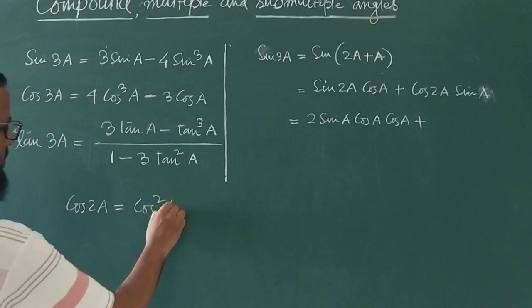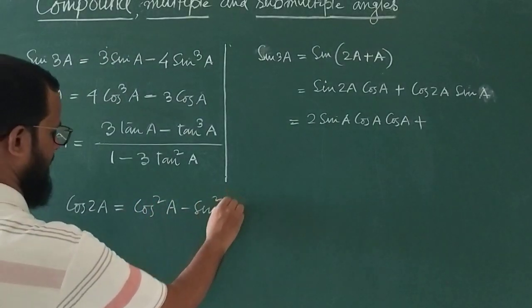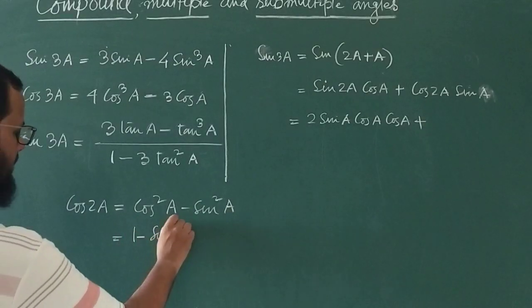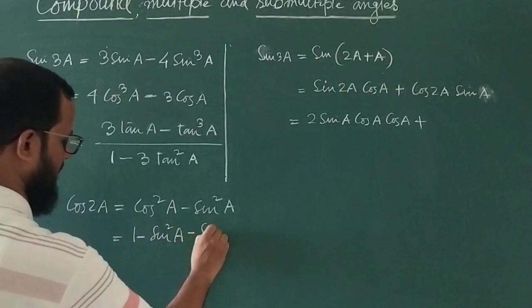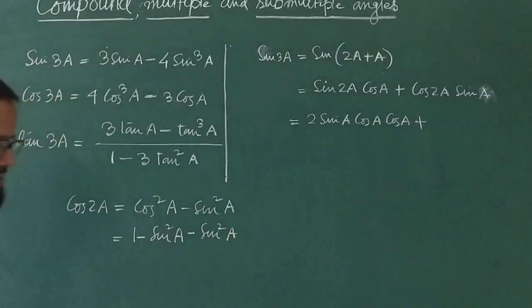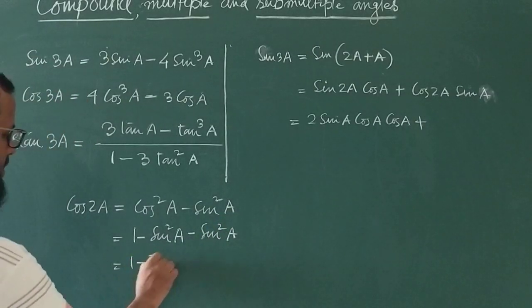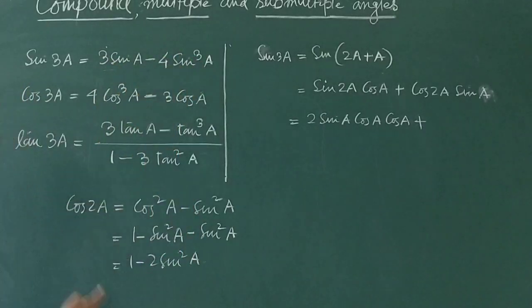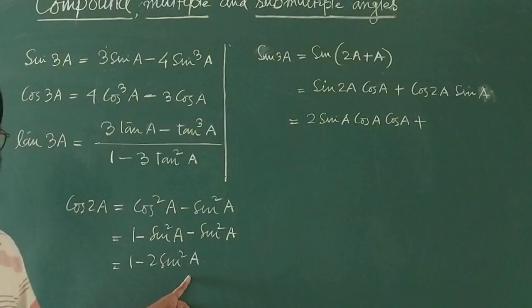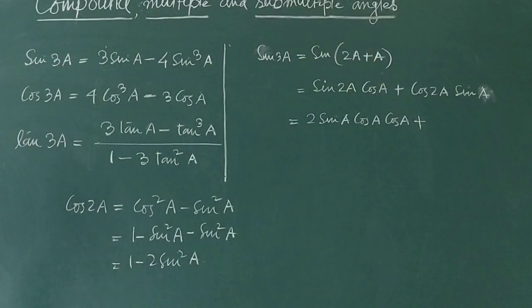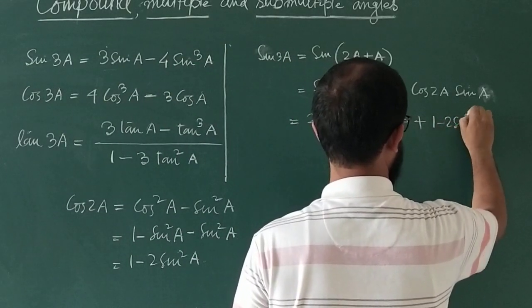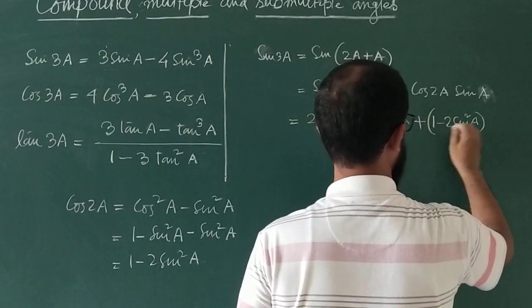Basically the result is cos square a minus sin square a, and if you convert into sin only, then cos square a equal to 1 minus sin square a, and minus sin square a, and finally you can write 1 minus 2 sin square a. हमें रिजल्ट साइन में चाहिए, इसीलिए cos twice a is expressed in terms of what? sin a. So cos twice a equal to 1 minus 2 sin square a. So we can write 1 minus 2 sin square a into what? sin a.